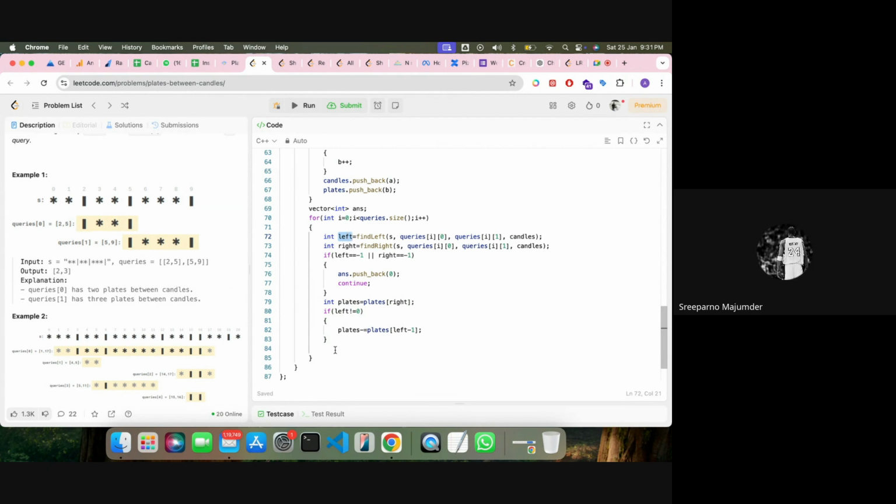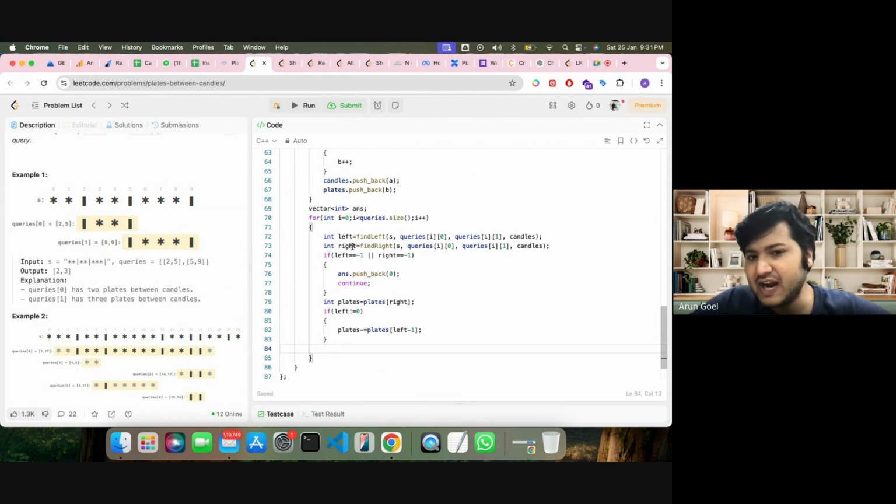Basically, this is plates in range. Plates of left physical start, the right minus 1, right? Here, right is the rightmost candle, left is the leftmost candle.